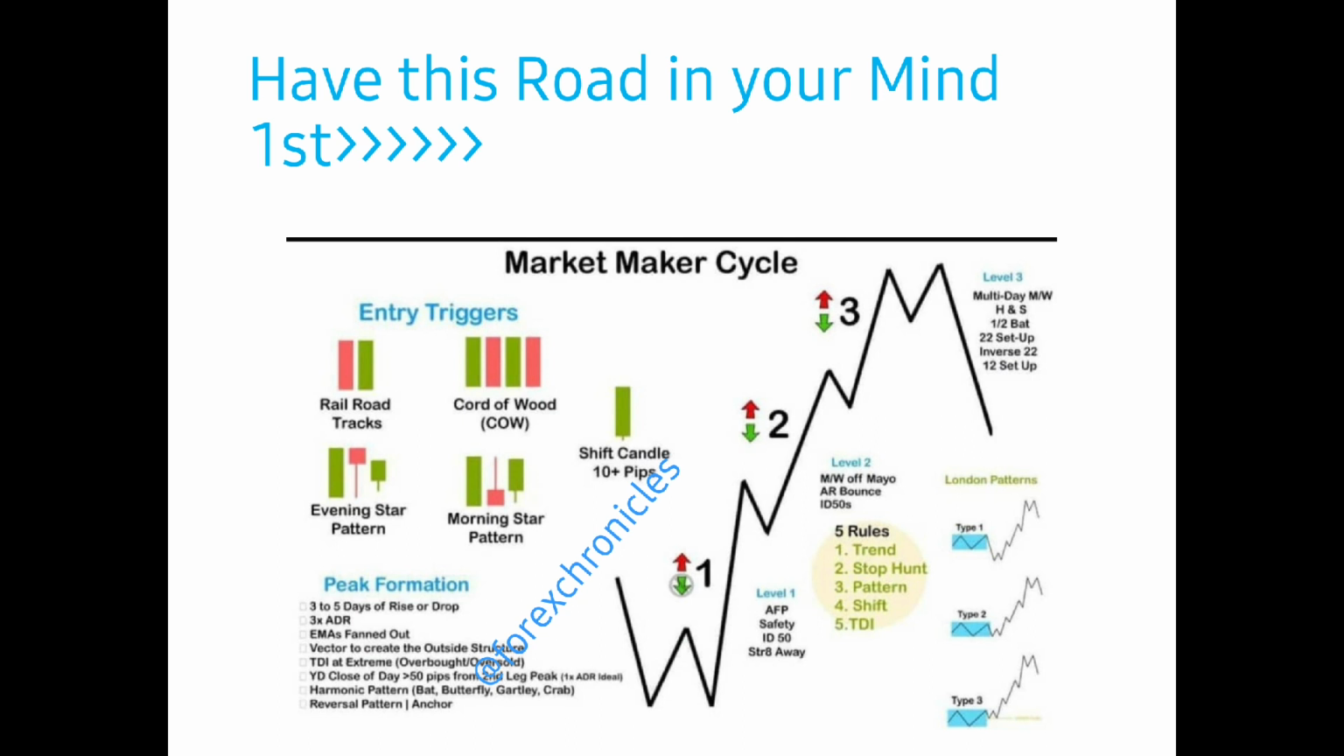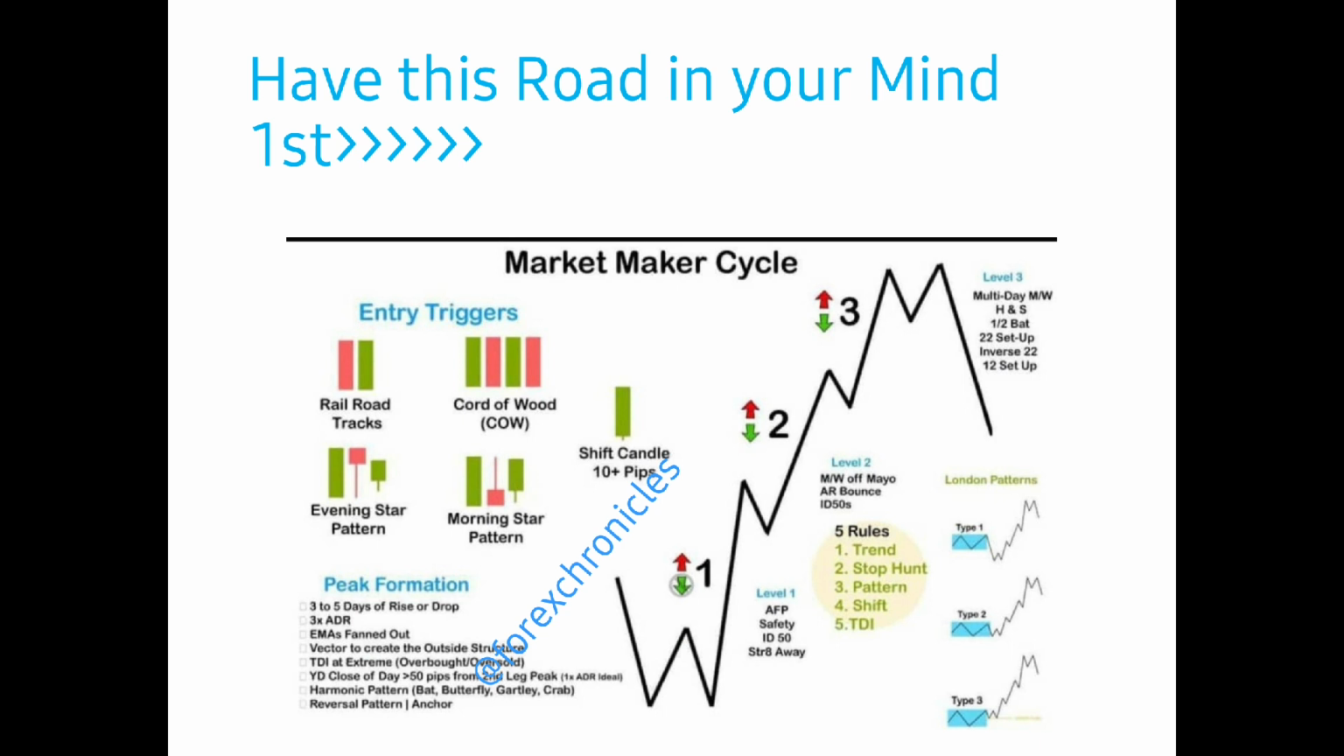Another one is peak formation. Peak formations are normally W or M. The W is down for level 1 for an uptrend, and the M structure is for a downtrend. There are so many W's in the market. There are so many M structures or W structures in the market.